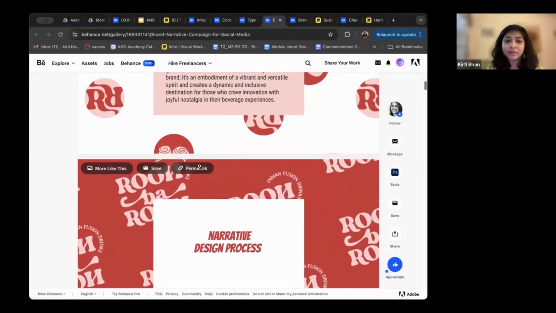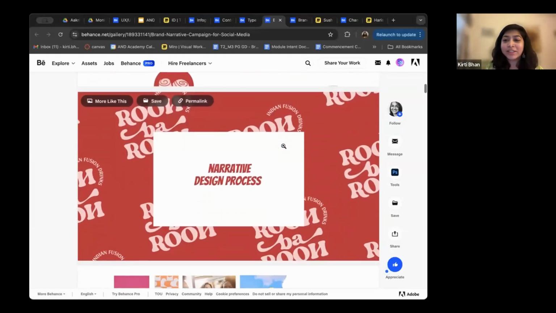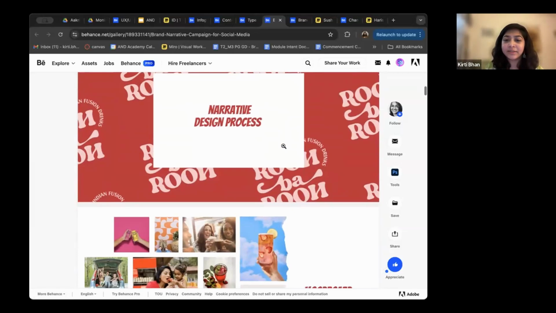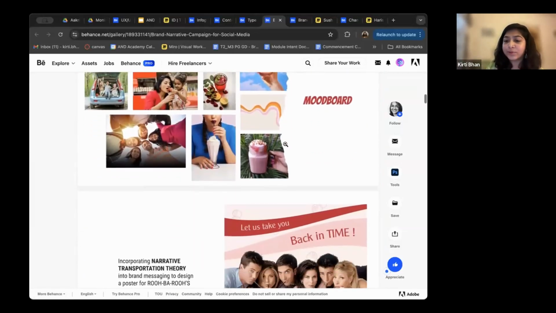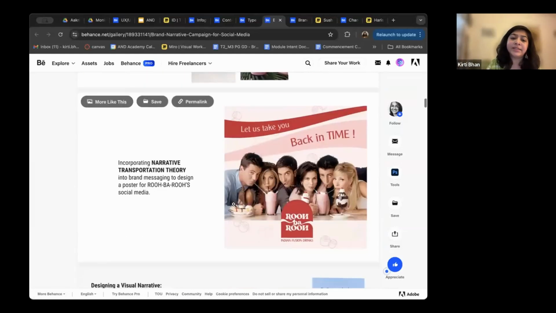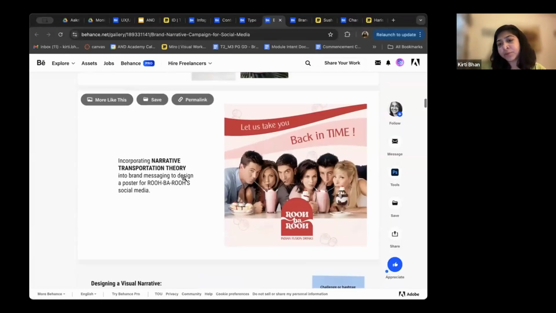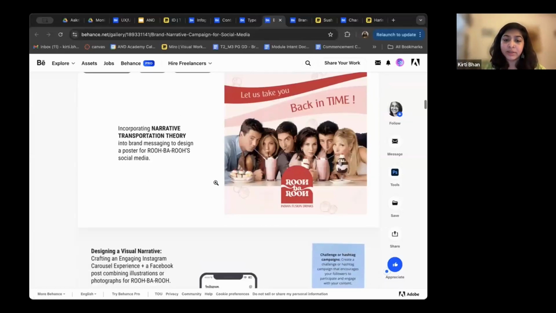You can see it through the color here. You can see it through the type. This is the process that she's highlighting here. Mood boards that she started with, like this narrative transformation theory that she used to create this poster. This is an input, a concept that is taught, and then using that, she's created this poster.